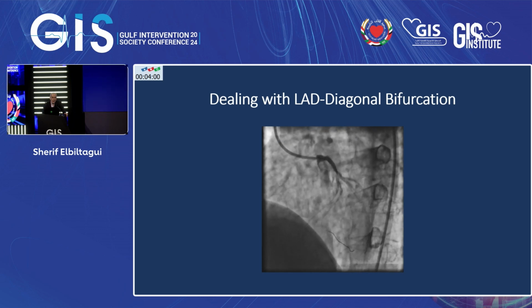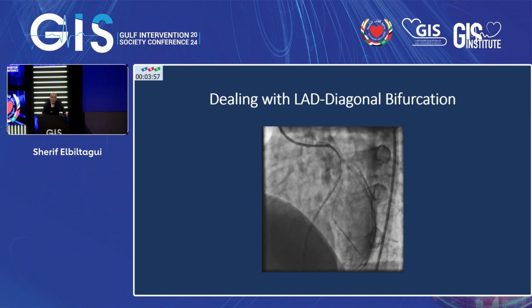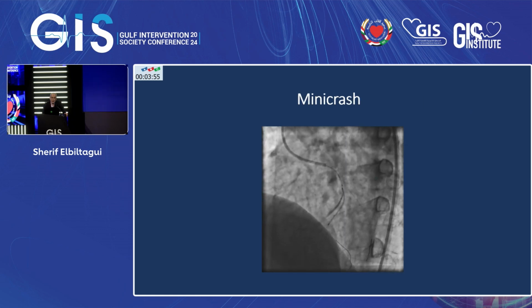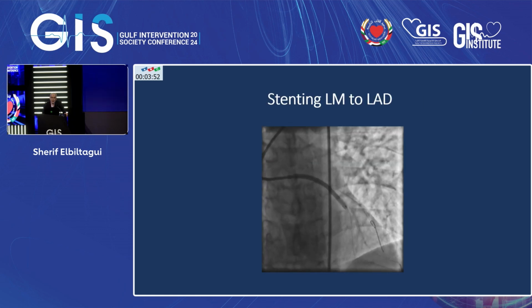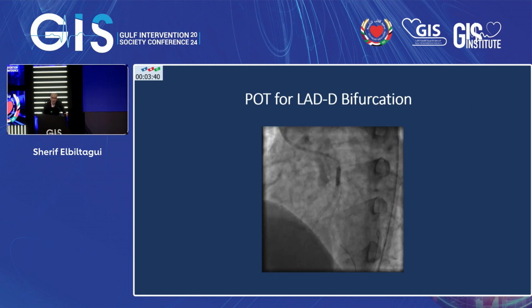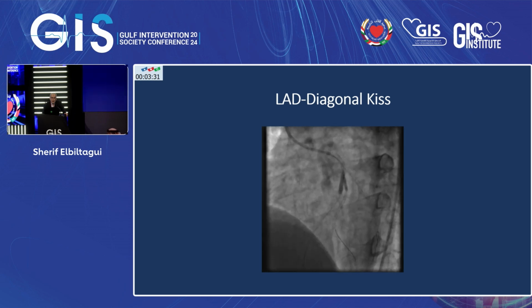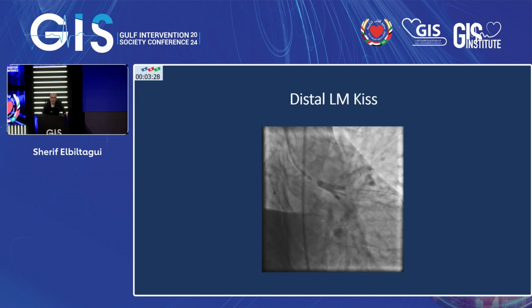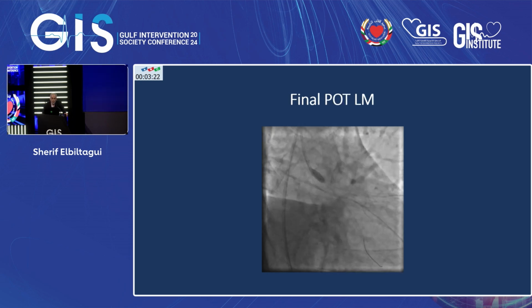But in this case, actually, there was a lot of work to be done, especially in fixing such a nasty bifurcation, a lot of dissection at the bifurcation. I used mini crush and then crossover stenting left main to LAD, another stent due to a long dissection in the mid-LAD in the site of the mid-occlusion, and then a lot of optimizations, as you see, for the bifurcation: POT, and then kissing, and then another POT for the left main, opening the strut to the CX, distal left main kiss, and finally POT for the left main.